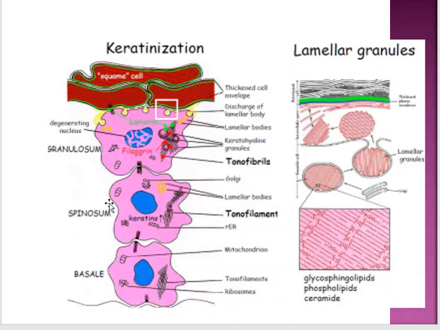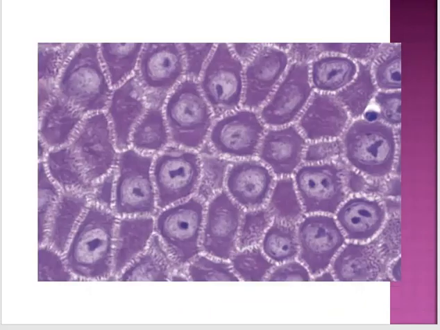Then the stratum spinosum. The stratum spinosum is a substantial region, and it is composed of several layers of cells that are polyhedral in shape. We will look at the stratum spinosum on the histological section here. These cells are polyhedral in shape in the vicinity of the stratum basale, but become flatter as the cells migrate away from the basement membrane.